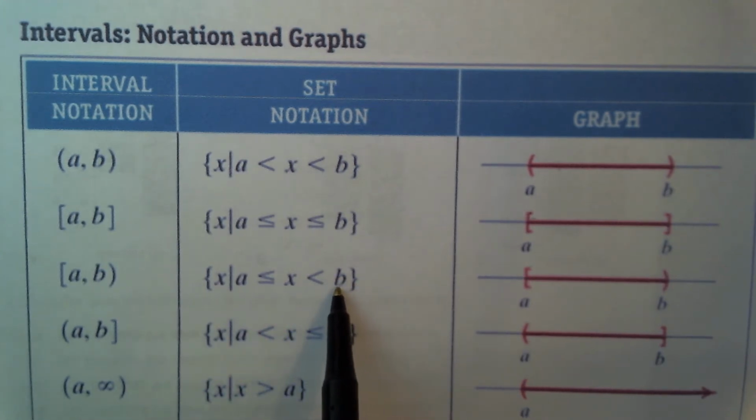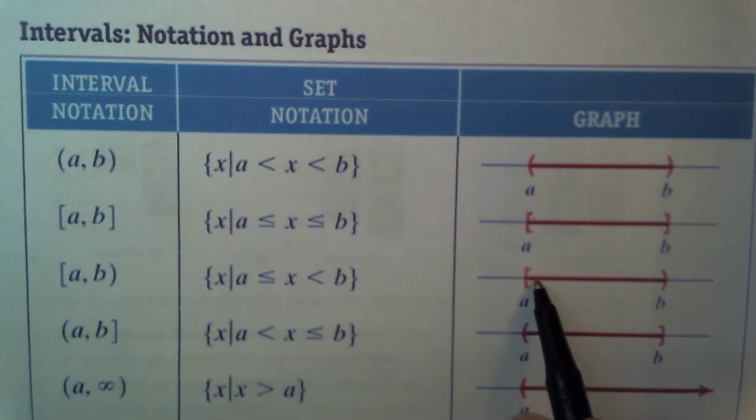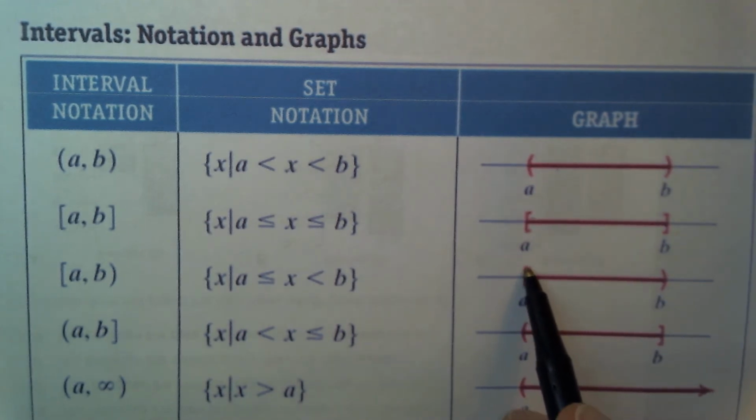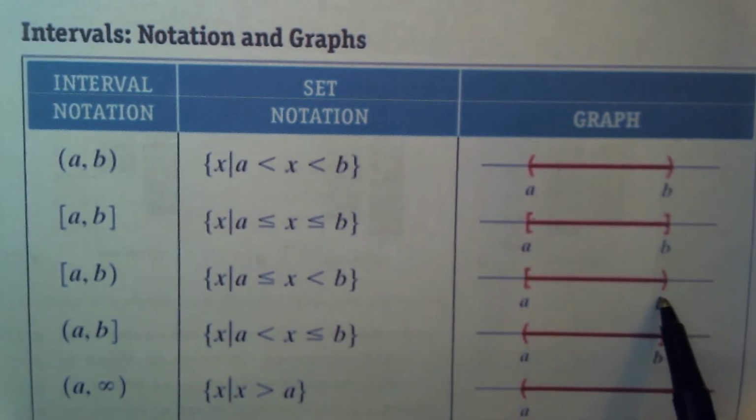So in other words, b is not included, the endpoint is not included. And so now we have a bracket here where the point A is, and a parenthesis where B is. And by the way, these things all matter.